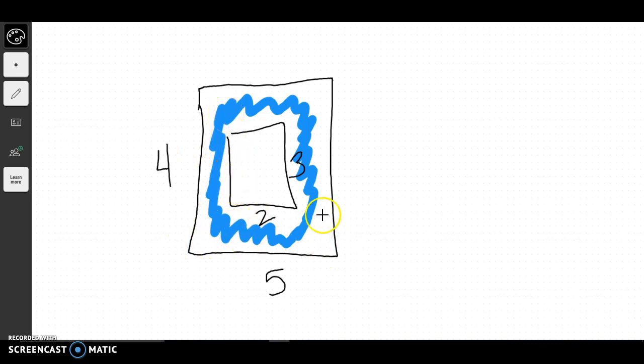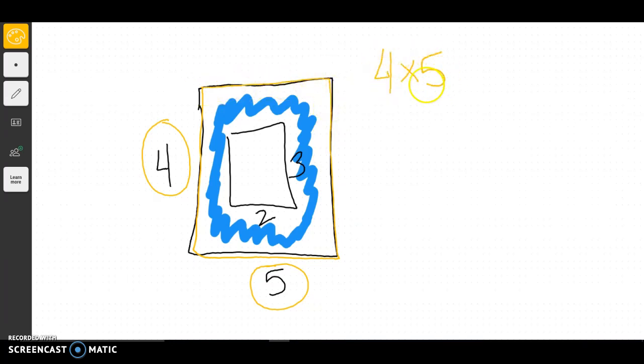Assuming that I don't have these white spaces here, but this entire area of this rectangle in blue, how might I find that area? Well, I can find the area of the big shape very easily, which is this portion right here, by taking 4 times 5, but that would give me everything. That would literally give me every part of that.